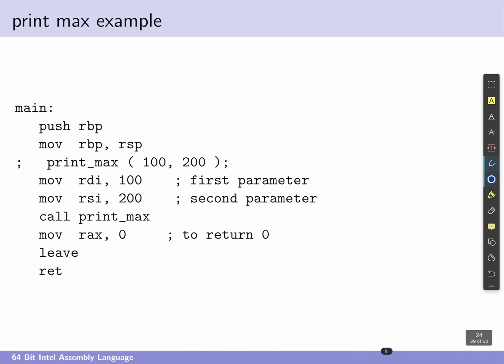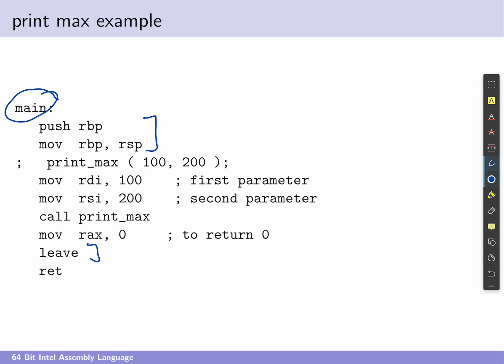So let's look at another example. We're going to write a function called printmax and call it from our main. So here we have our main function again. Again, we're assuming we're linking in GCC. I'm going to set up my stack frame, and then I'm going to destroy my stack frame.